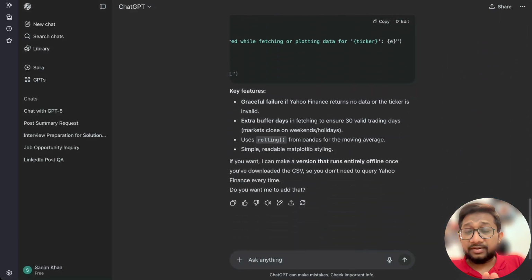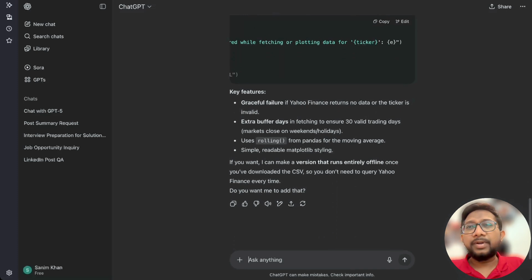What I really like here is that it's not just giving me basic code, it's actually thinking about real world problems. See this? It mentions handling graceful failure if Yahoo Finance returns no data. It accounts for weekends and holidays by fetching extra buffer days, and it's using Pandas' rolling function for the moving average. This is the kind of practical thinking you want from an AI coding assistant.